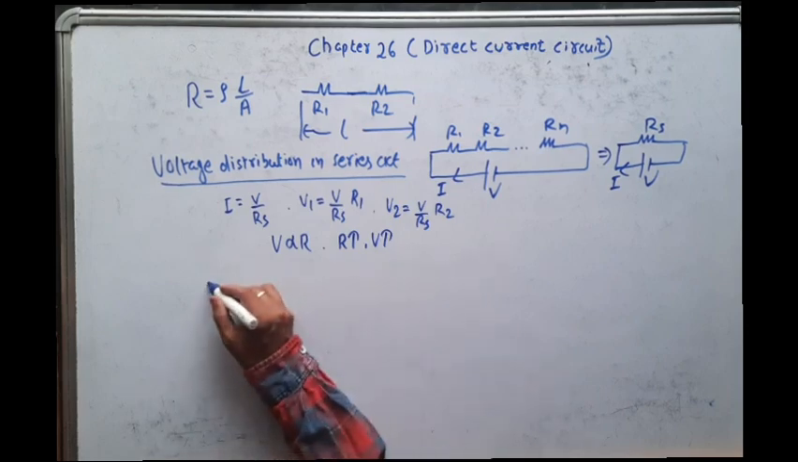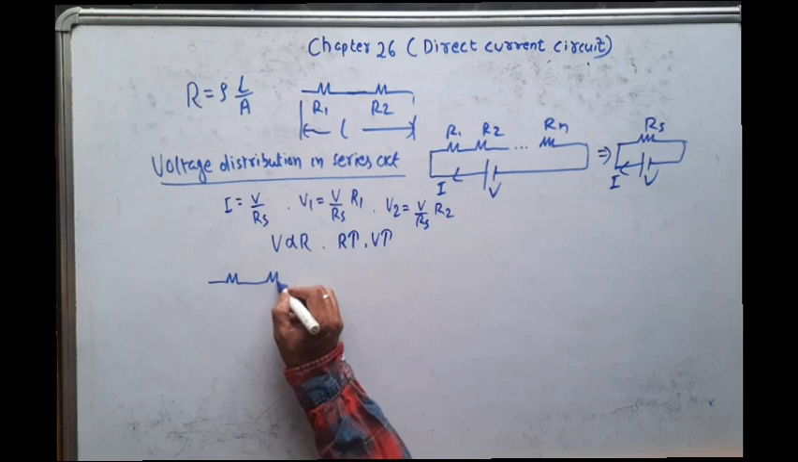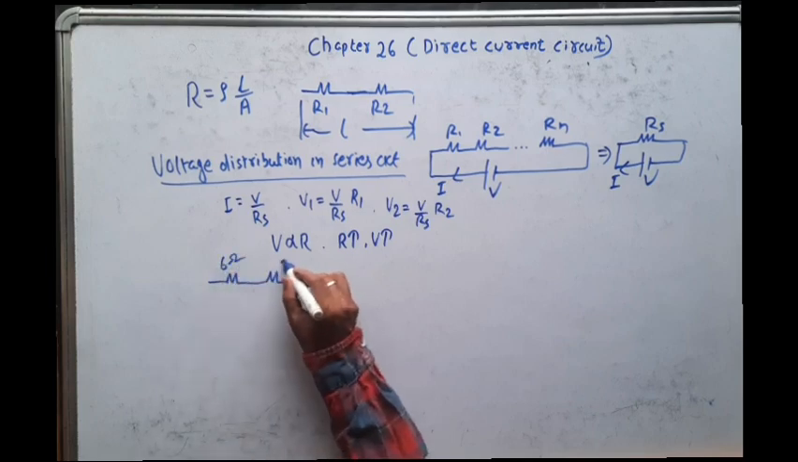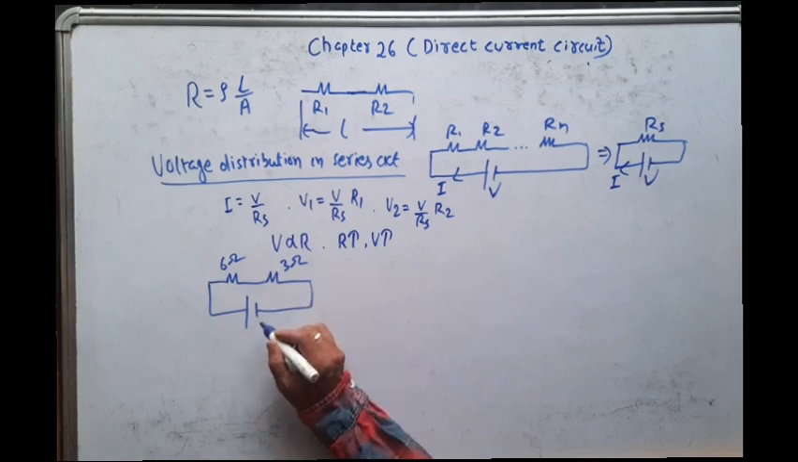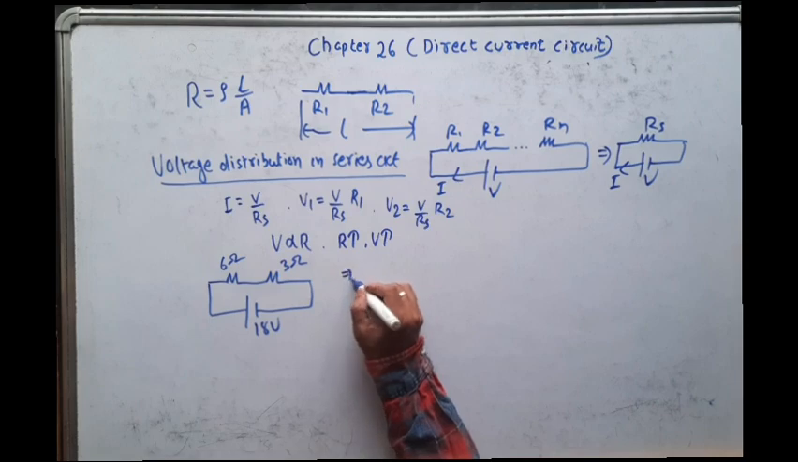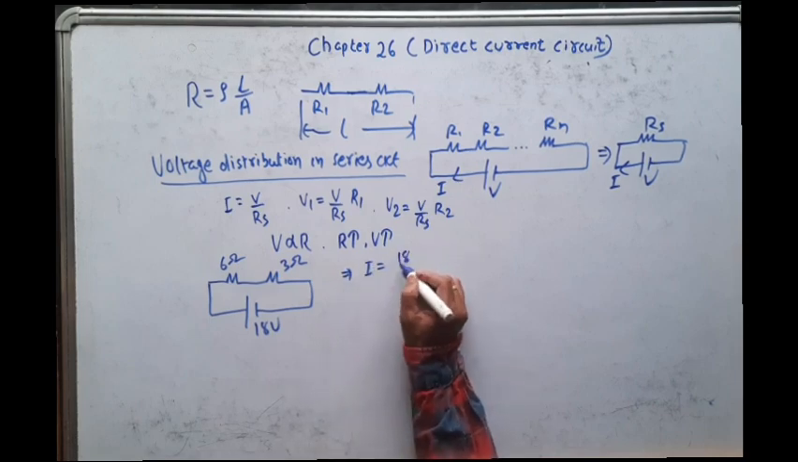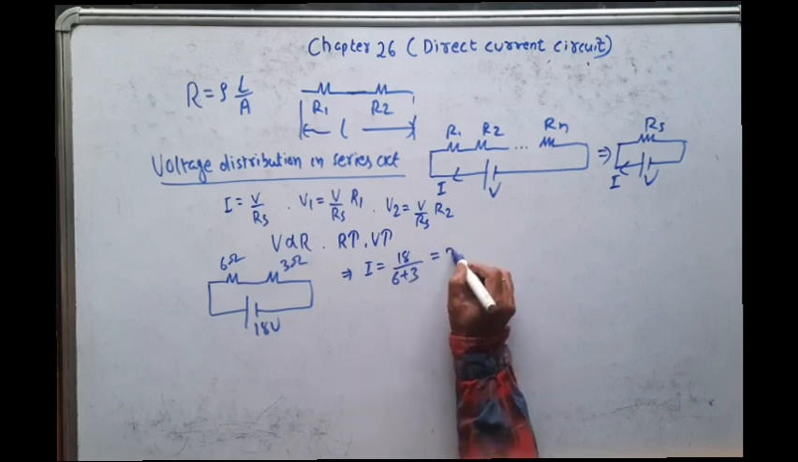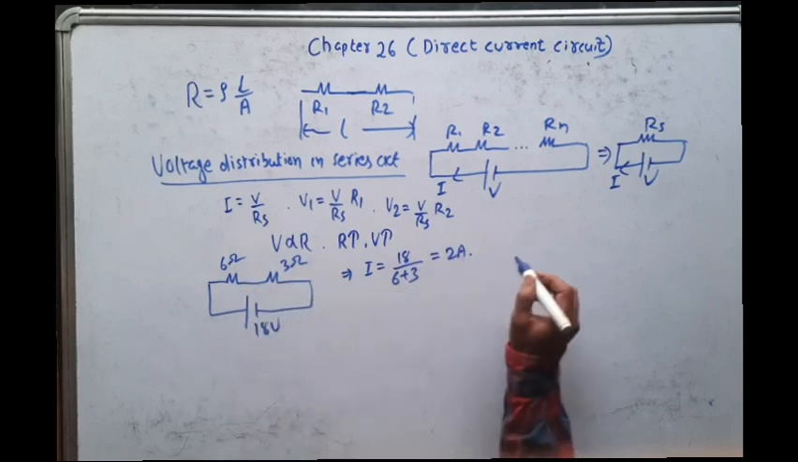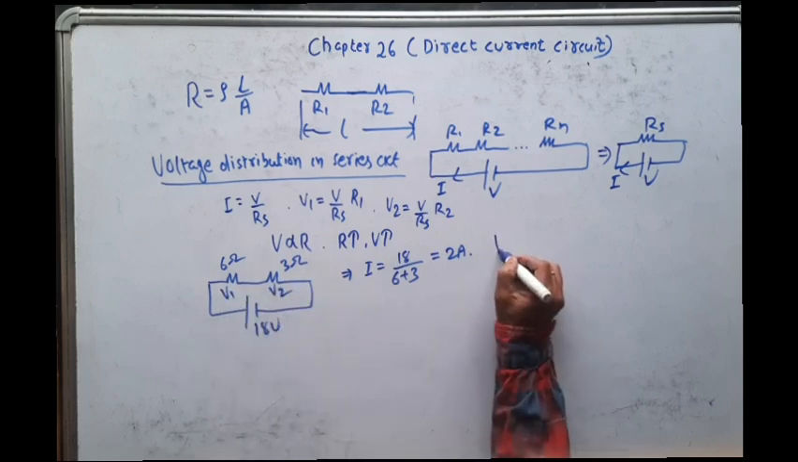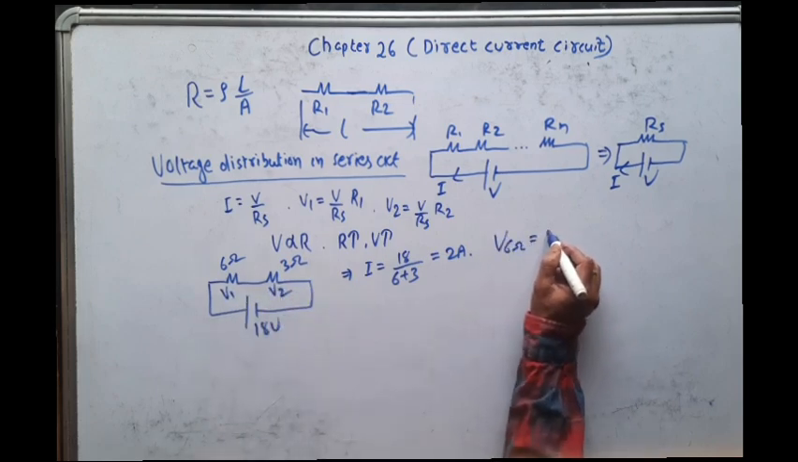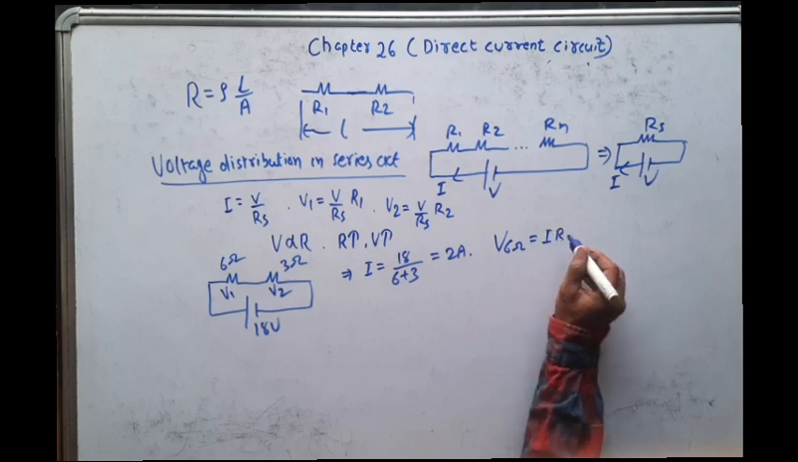Just take an example. You see, let us say this is 6 ohm, this is 3 ohm. It is connected to a battery of 18 volt. So here what is the current? I is equal to E by R1 plus R2, that is 6 plus 3, equal to 2 ampere. Then what is the voltage across 6 ohm? Let us say this is V1, this is V2. So voltage across 6 ohm is equal to I into the resistance of 6 ohm.